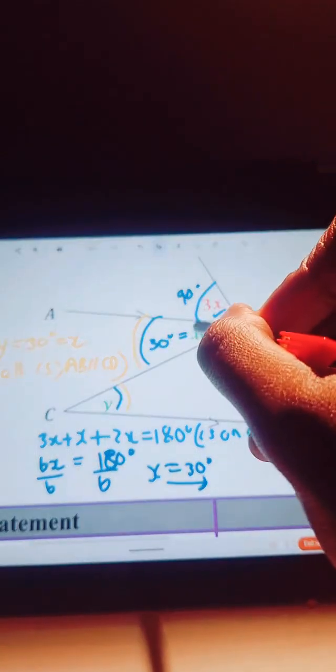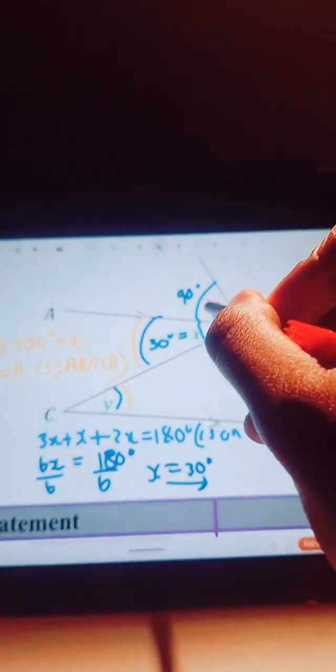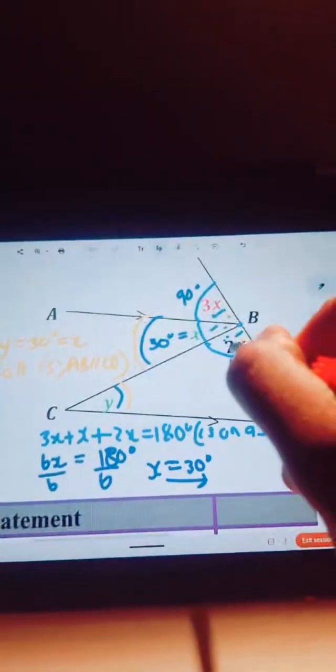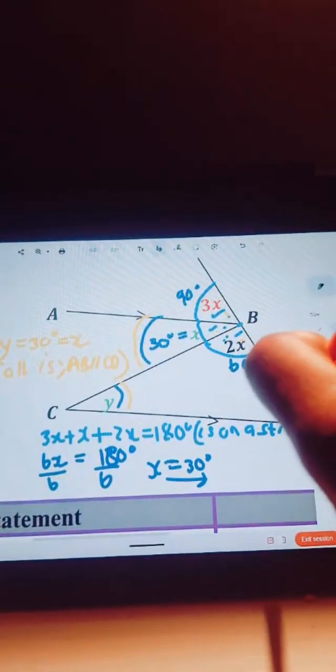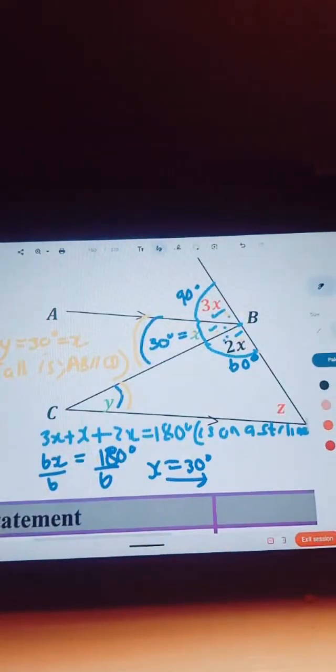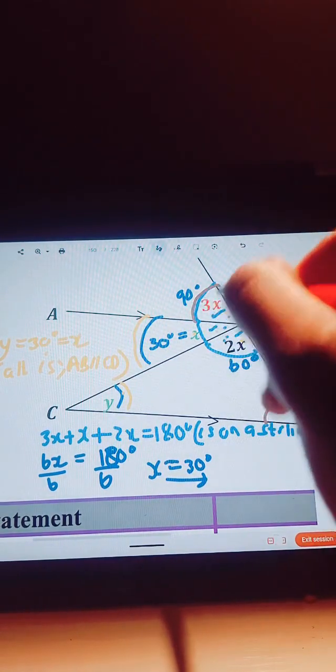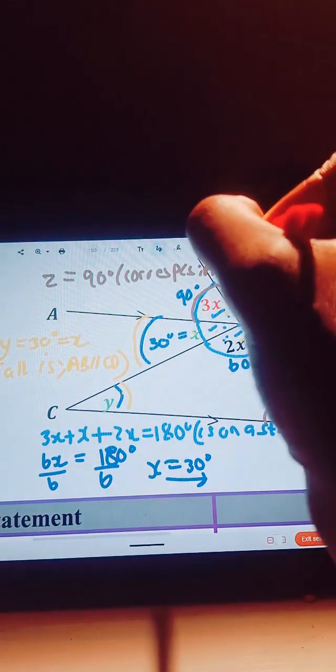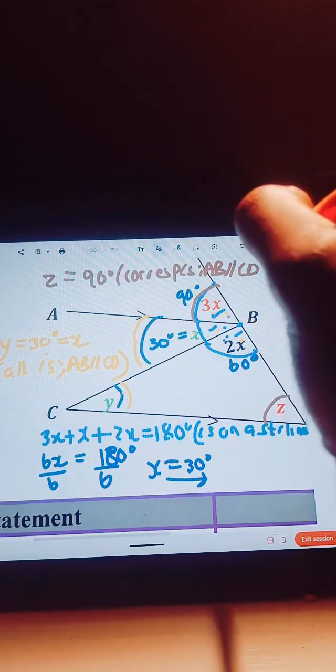Once we get x to 30, that means x here is 30. 3x is 3 times 30, which is 90. And then 3 times 2 is 60 degrees. Then that angle and that angle are equal. That's straightforward. Okay. Now this z here, there are many ways to find this answer, but z is equal to 3x here. In other words, z is equal to 3 times that 30, which was 90. So z is equal to 90 degrees. Reason: corresponding angles, AB parallel to CD.